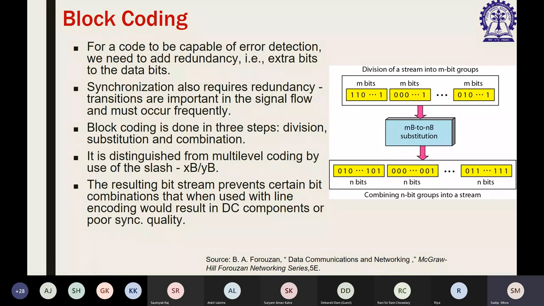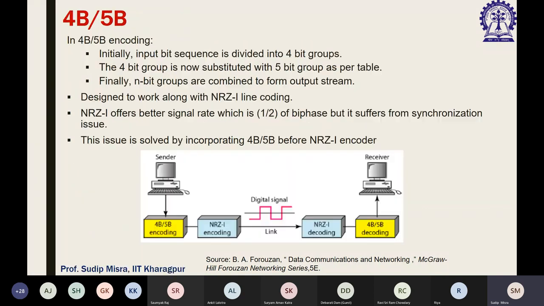Now this resultant bit stream basically prevents certain bit combinations that, when used with line encoding, would result in DC components or poor synchronization quality. So it can resolve these issues of DC component and poor synchronization, right? Let us try to have a look through some of these block encoding schemes. The first one, which is very basic, is called the 4B/5B scheme.